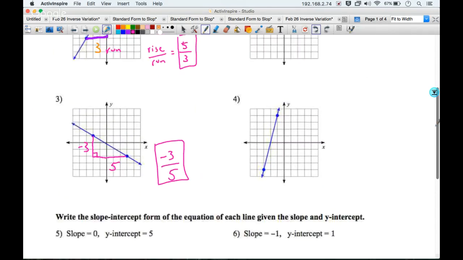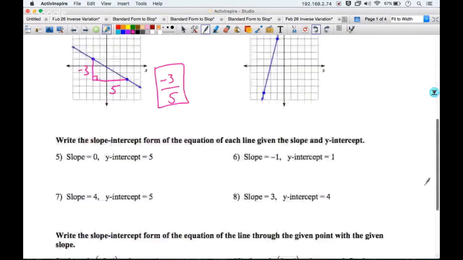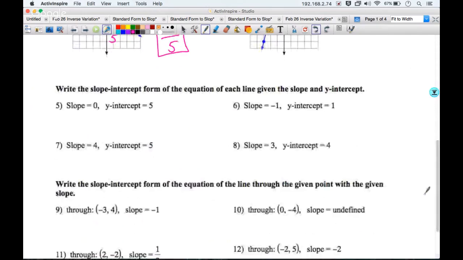All right, and I think we have answered those. Write the slope-intercept form of the equation of each line given the slope and y-intercept. Well, slope-intercept form, let's just remind ourselves what that means. That is the form y equals mx plus b. When we're given a slope and y-intercept, what we're given is an m value and a b value to just plug right into this equation. And then we'll have to do maybe a little bit of simplification.